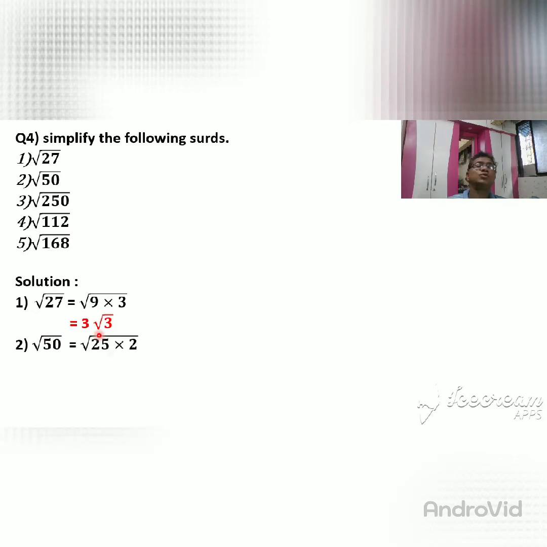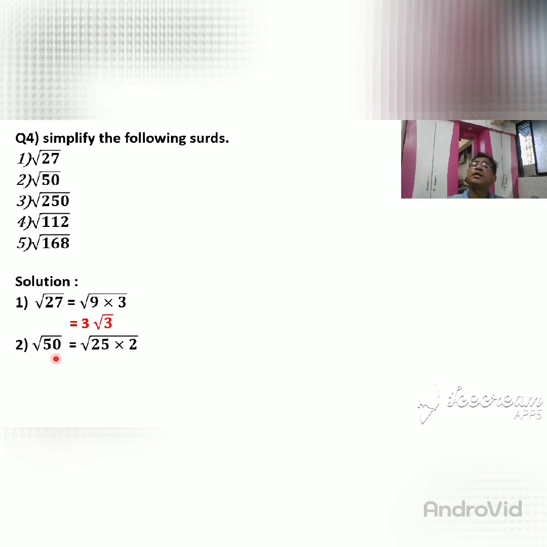Then another problem we want to solve. This is the square root of 50. Why am I saying it is the square root of 50? Because in the V shape there is no number, which means the order is 2. If the order is 2, then we find the square root of 50. So we factorize 50 in such a way that one number's square root can be found.